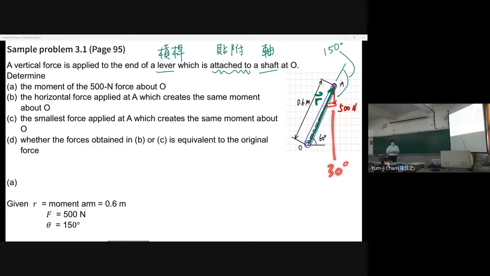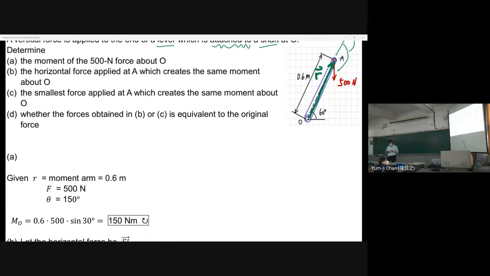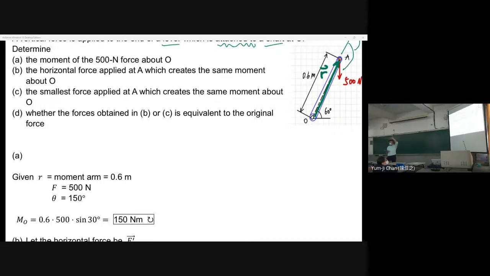Now, the moment of this 500 Newton force about O is easy. The only thing you need to take care of is for R and F, which one goes first? F times R or R times F? R times F, okay? R times F times sine theta. R comes first. Because it is a 2D problem, we can draw. This is counterclockwise. Sorry, this is clockwise.